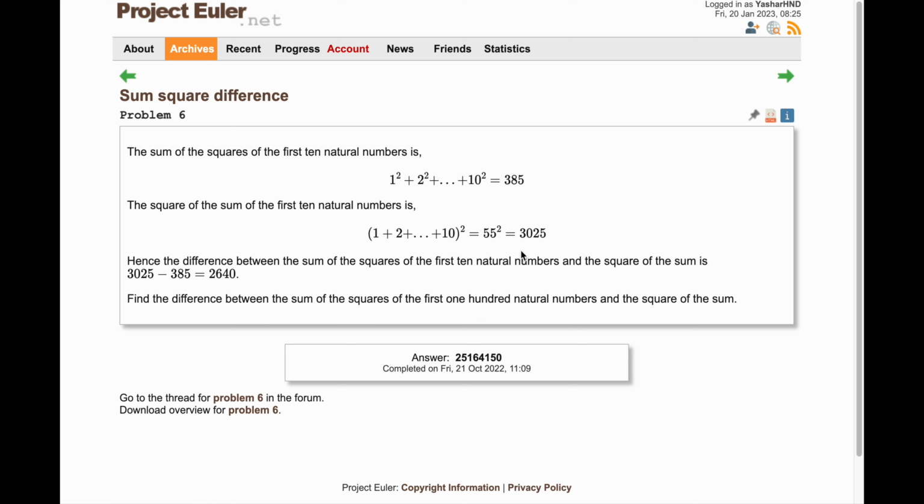So we first need to have all of the natural numbers from 1 to 100 have their square and then add them together. Then we need to add all of the natural numbers from 1 to 100 together, then find the square of them, and then find the difference.